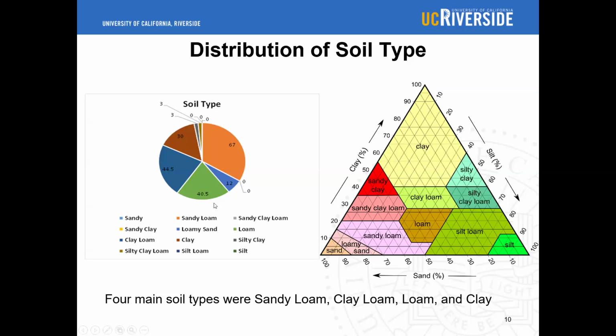And over here on the left side, this is a pie chart of the tractors based on their predominant soil type. And so what you can see here is that over the 200 plus tractors, we had a good distribution of soil types, and most of the predominant soil types are represented in our sample.